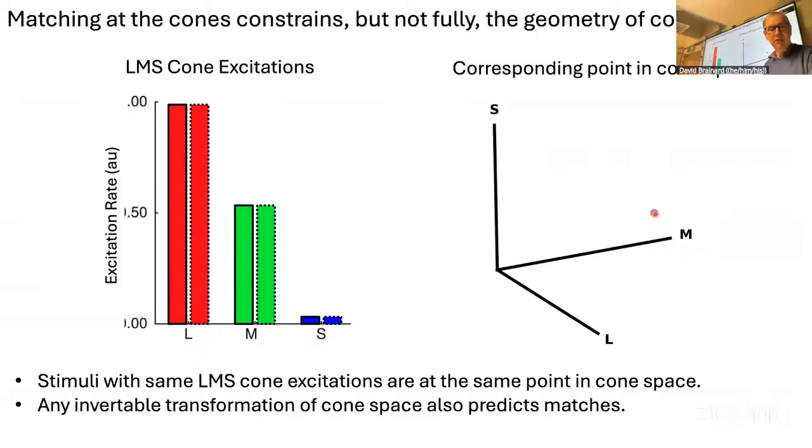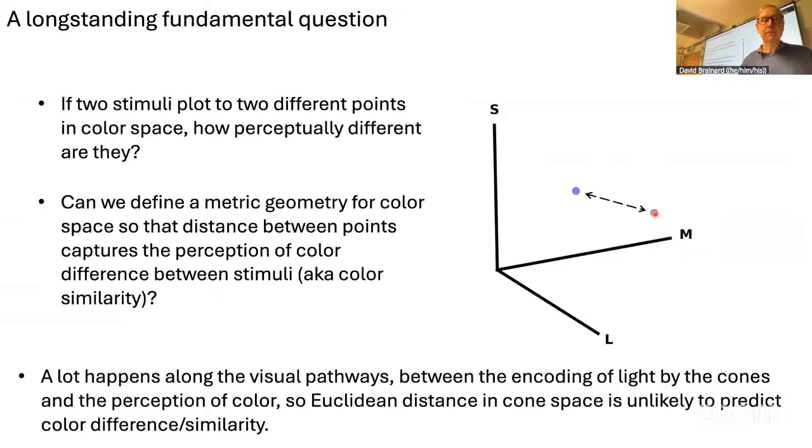And so if that transformation is invertible, it also would capture this aspect of human color vision. So this geometry is not the only one that we could have that represents color. And in particular, if we now considered 2 different stimuli that produce different sets of excitations in the 3 classes of cones, those would plot to different points in this cone space and in other cone spaces that were an invertible transformation away.